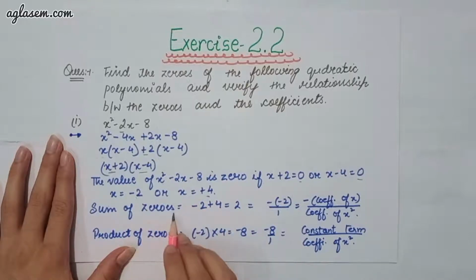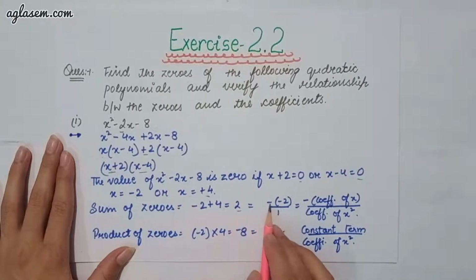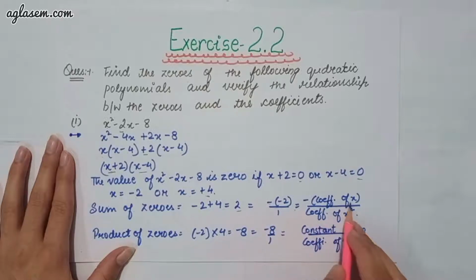So the sum of zeros is minus 2 plus 4, that will give you 2. Therefore, minus into minus 2 divided by 1, that is equal to minus coefficient of x divided by coefficient of x square. So here the product of zeros is minus 2 into 4, that will give you minus 8. That is the constant term divided by coefficient of x square, minus 8 divided by 1.